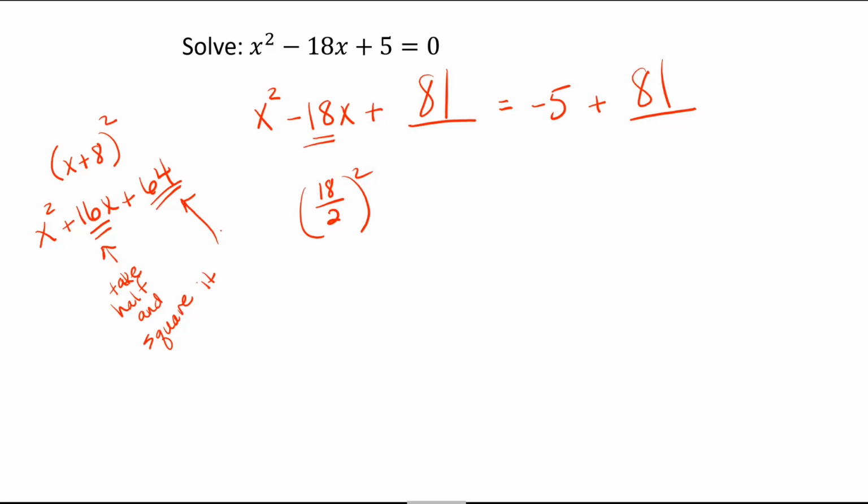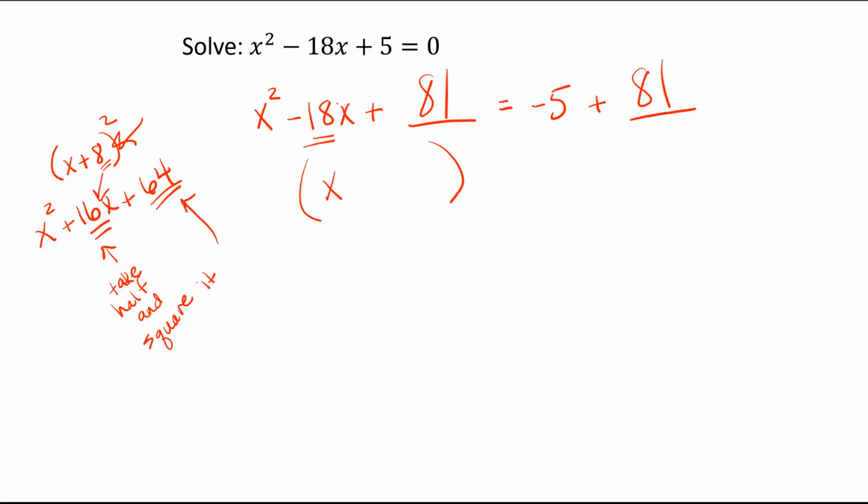When we do that, we have created a perfect square binomial on the left side. How do we know what perfect square that is? Well, we want to get minus 18 for the middle term. And if you'll notice, if you look back over here, in the perfect square binomial, that number that is second is half of that middle term.